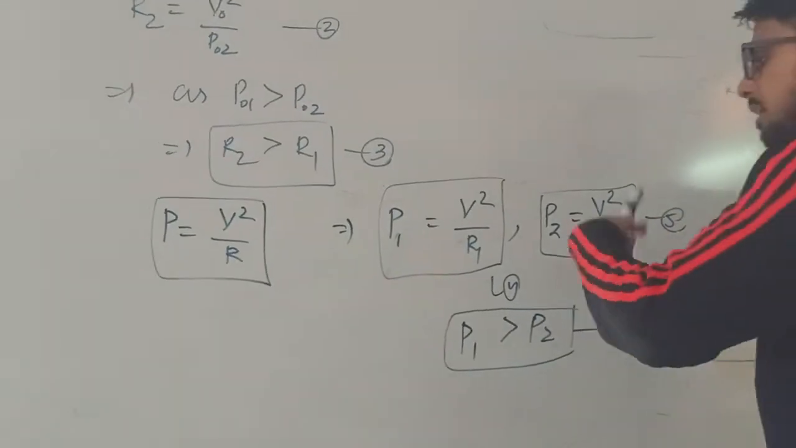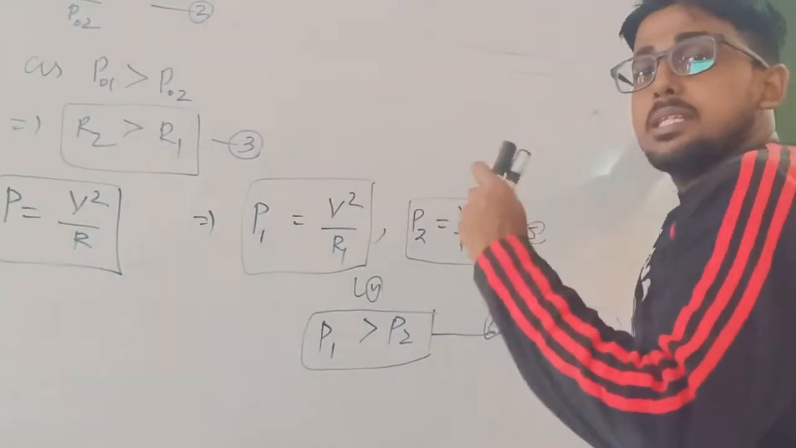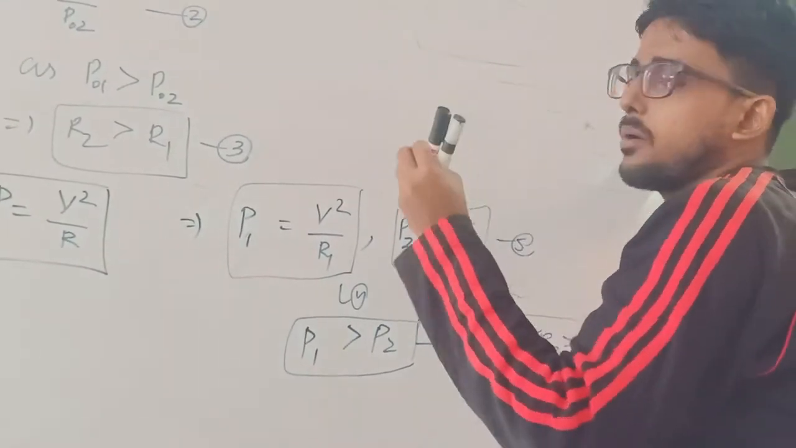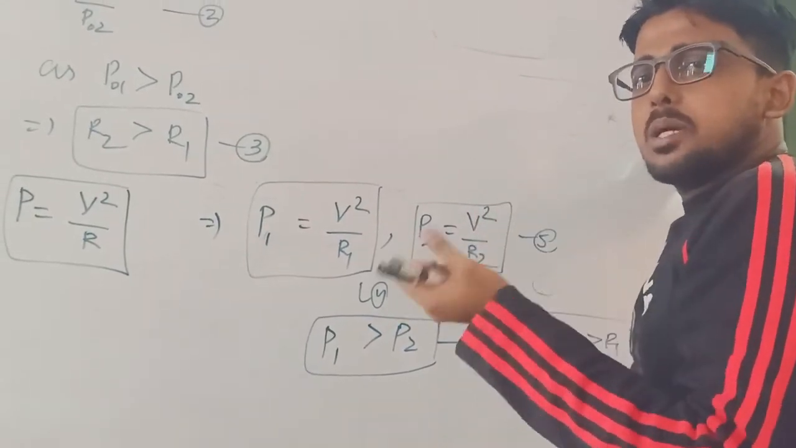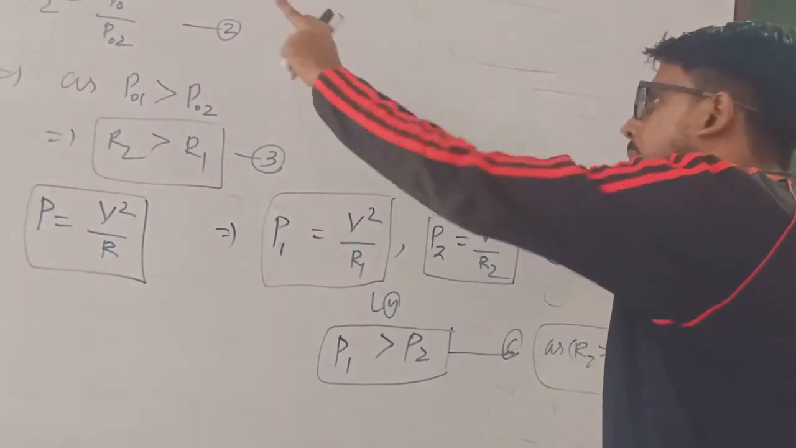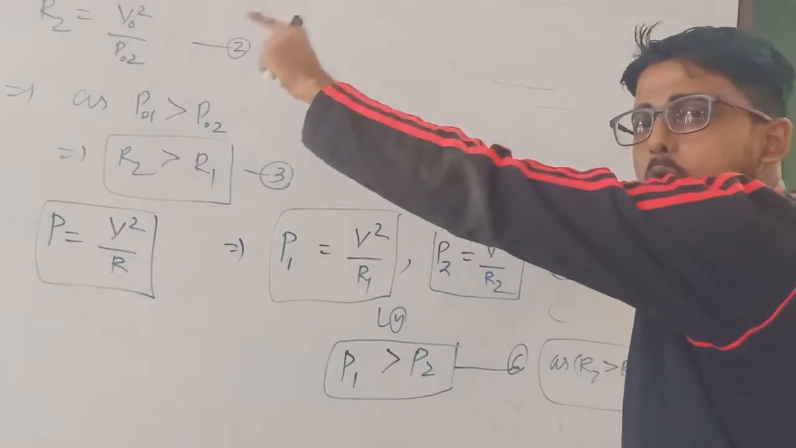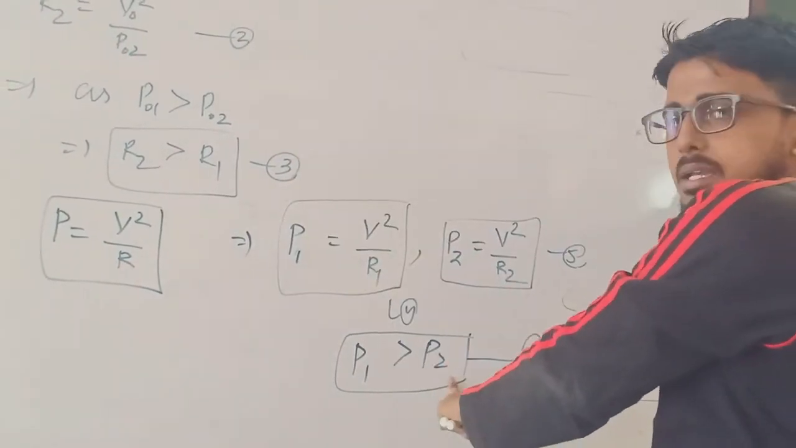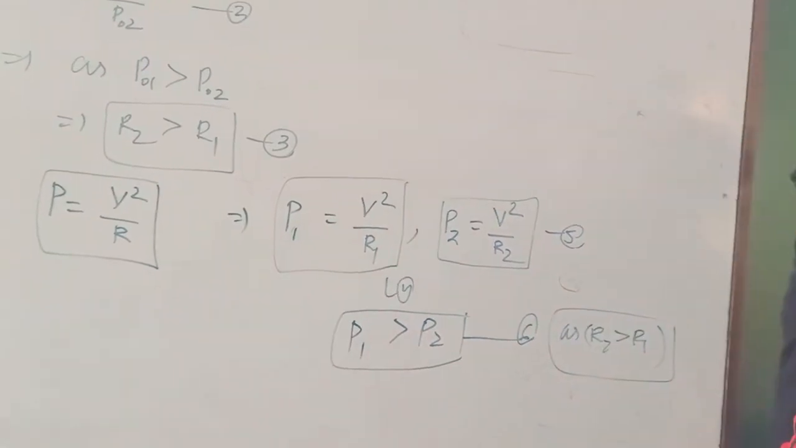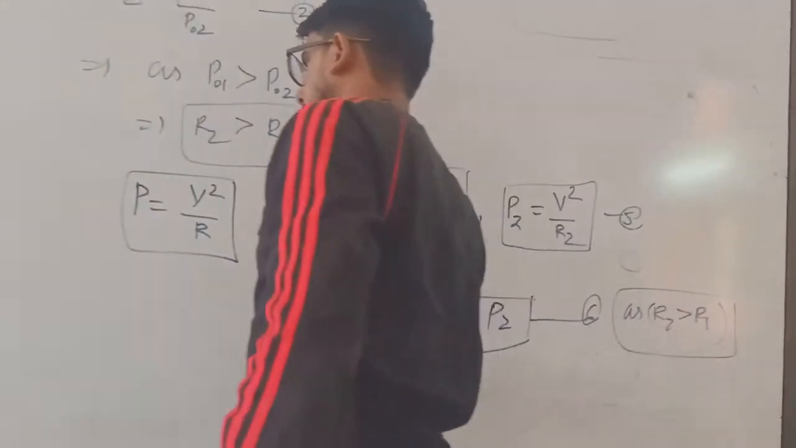Okay, it is opposite to that of the series combination, because in series the power consumed will be more for the bulb which has the lower power rating, and the power consumption will be less for the bulb which has the higher power rating. But in this case, the bulb which has more power rating consumes more, and the bulb which has less power rating consumes less. Clear? So now how to calculate the equivalent power?